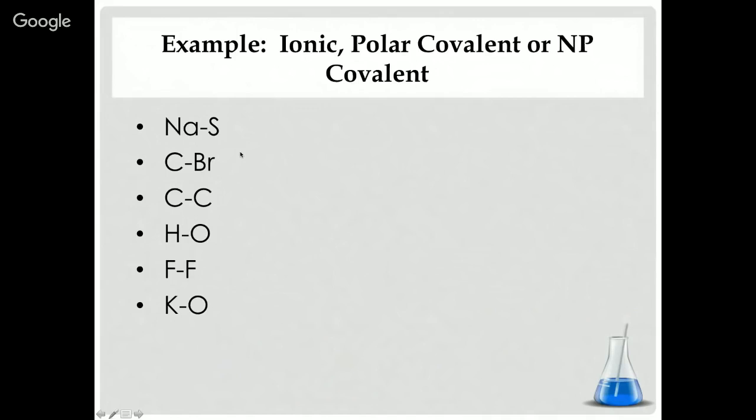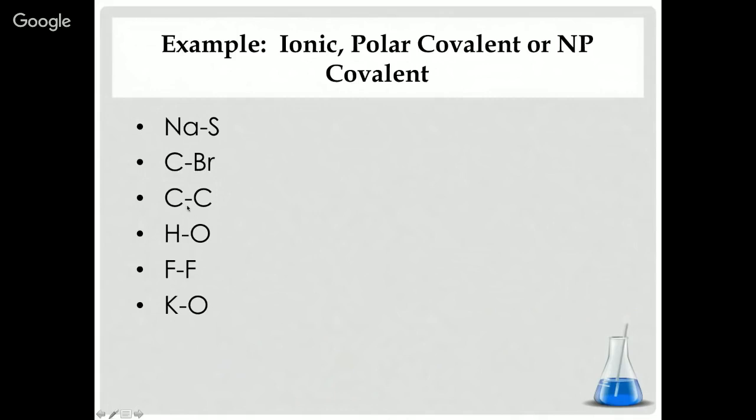So if you have your Table S in front of you, first determine that this is nonmetal and nonmetal, so it's going to be covalent. Now we want to figure out, is it polar or nonpolar? So we look up carbon, and we see that carbon is 2.6 on Table S for an electronegativity value. Then we look up bromine, and we see that bromine is 3.0. So 3.0 minus 2.6, a difference of 0.4. So this would be a nonpolar covalent bond.